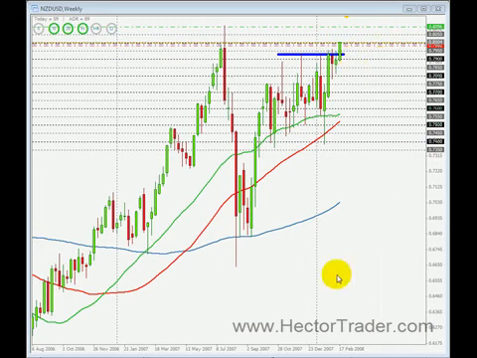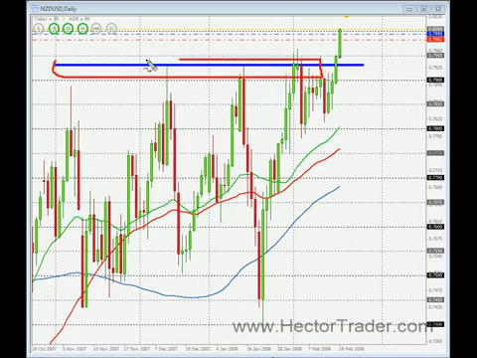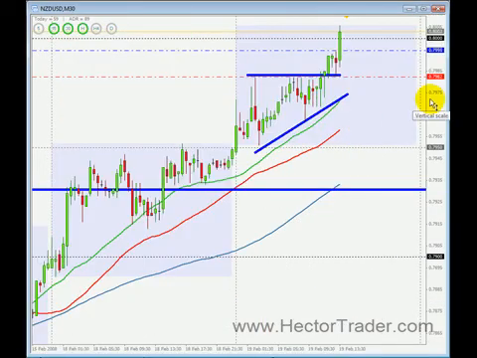All right. So basically, what I'm doing is spotting on the daily time frame a level of significant resistance, waiting for the breakout, and then zooming into the shorter time frames. In this case, the 30 minutes chart.